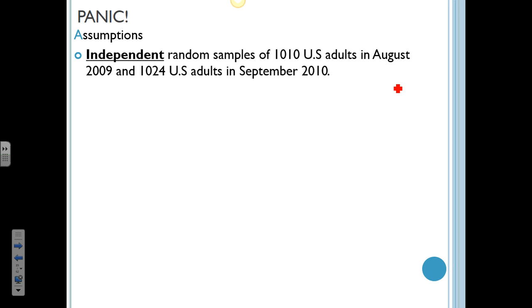Not simple random samples, because that's different. You don't know if it was a simple random sample versus just a random sample of some sort. So they're independent random samples of 1,010 U.S. adults in August 2009 and 1,024 U.S. adults in September 2010. And then we must check normality.